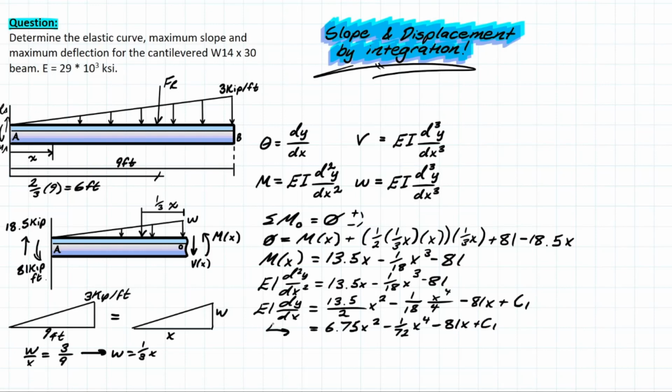Now we can do the exact same thing here and take the integral of this equation to get the deflection. So if we say deflection is in terms of y, then we would have something that looks like this. We have 6.75 over 3, x to the 3. We have 1 over 72, x to the 5 over 5, minus 81 over 2, x squared, plus C1 times x, and we have the C2. And then simplifying this equation, we have something that looks like this.